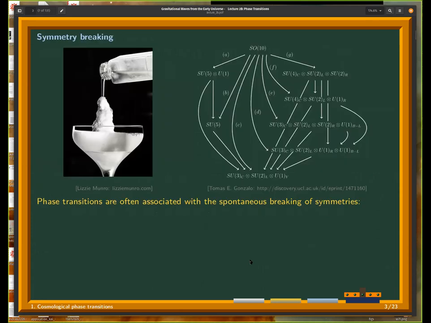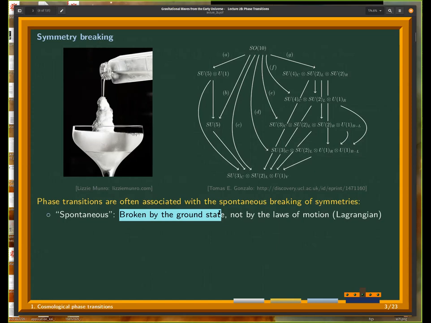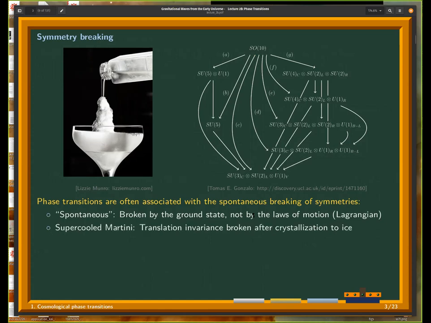All right. Very often, phase transitions are associated with a spontaneous breaking of some symmetry. So, well, this is maybe very basic, but I want to remind you that spontaneous here just means that the symmetry is broken by the ground state and not by the laws of motion, not broken by the terms of the Lagrangian. So we can have spontaneous breaking of symmetries in this sense. And this is also what happens here, for instance, in this super-cooled martini cocktail. Here we see how super-cooled liquid inside the bottle transitions to ice crystals in our martini glass. And then in this new phase, after the phase transition, translation invariance is broken in the ice crystal here, but this is only spontaneously broken.